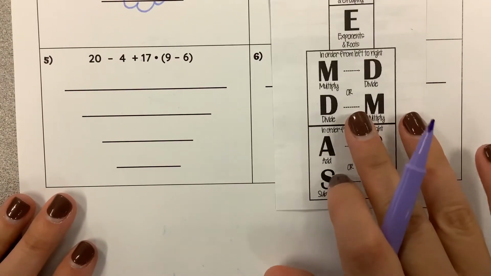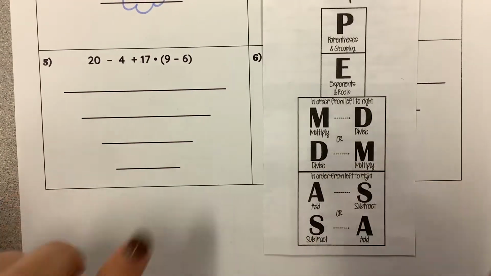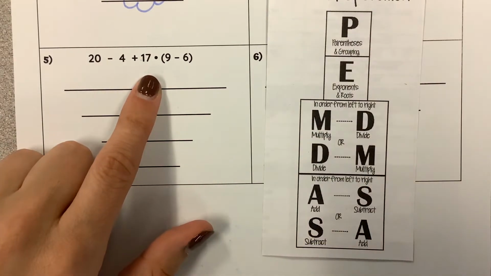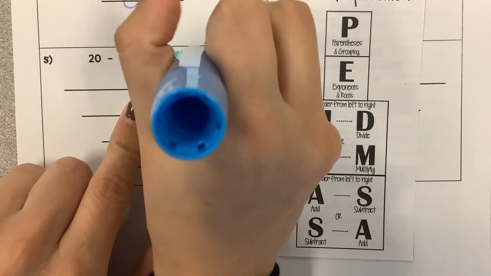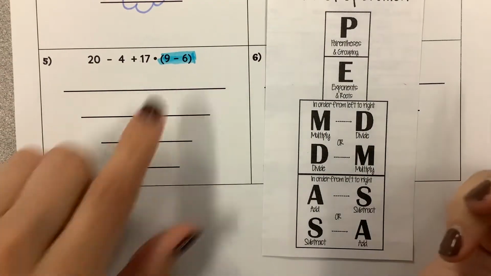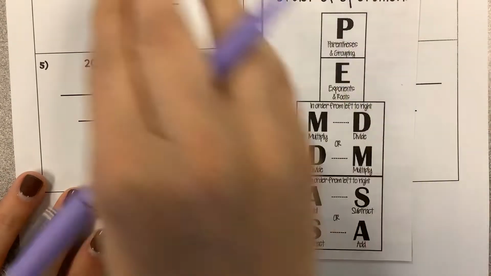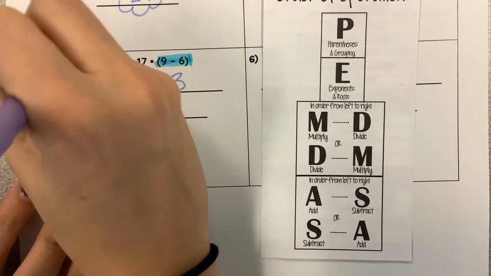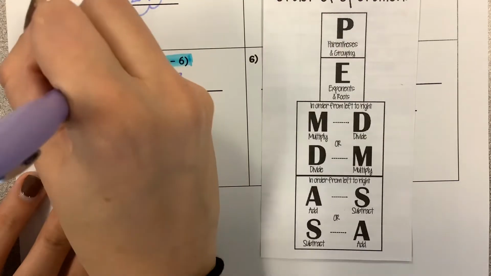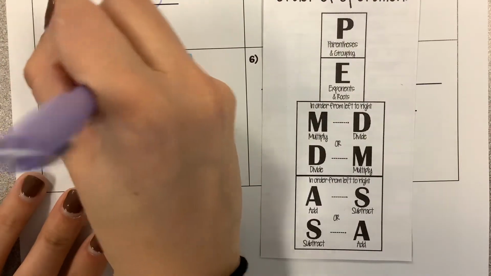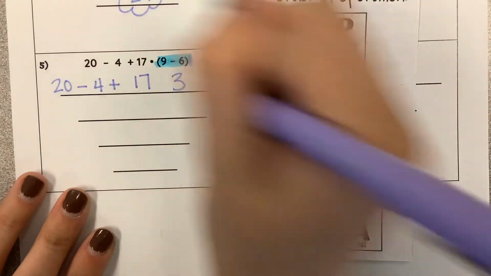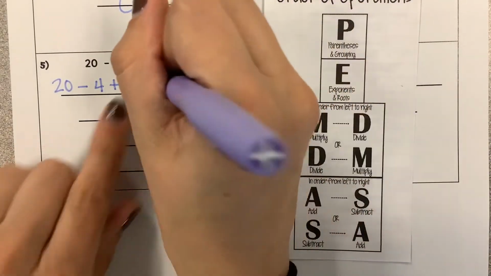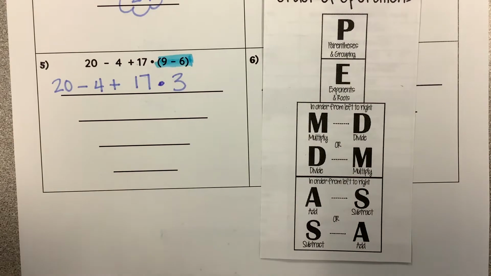All right, looking at number 5, going through our checklist. Are there parentheses? Yes. So that is where we have to start. So I'm going to do 9 minus 6 in the parentheses, which is 3, and bring everything else down. So I'm going to start all the way over on the left here. 20, bring down the minus, bring down the 4, bring down the plus, bring down the 17, and don't forget, bring down that multiplication sign.